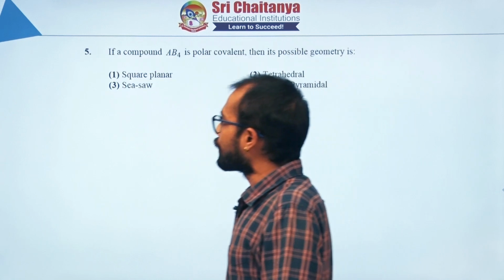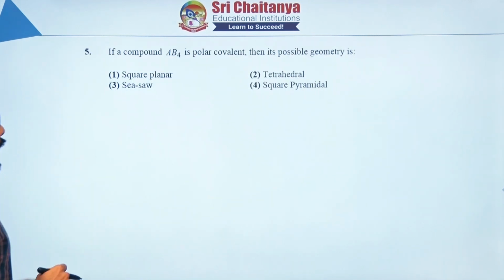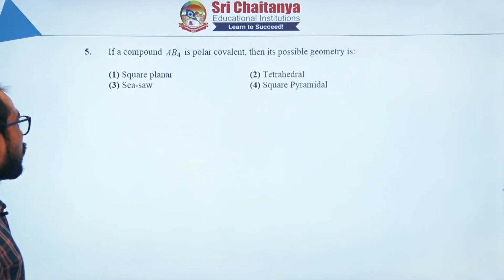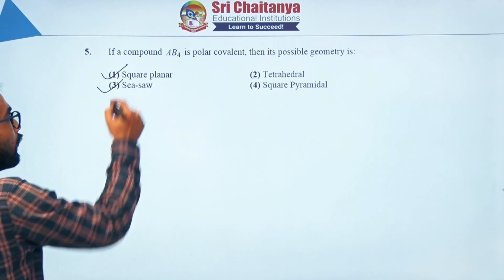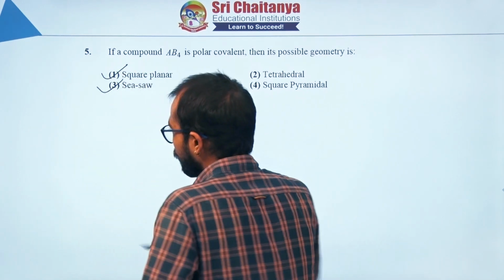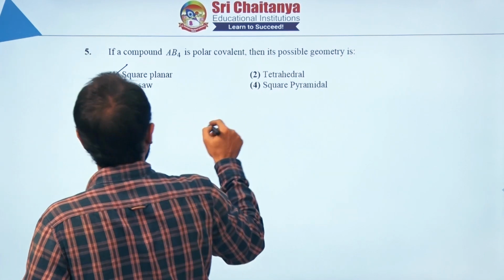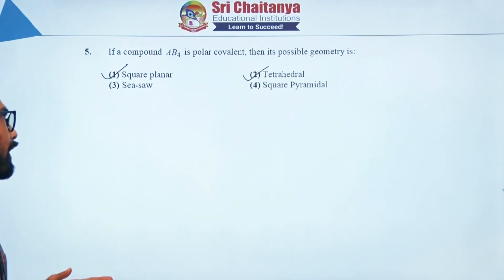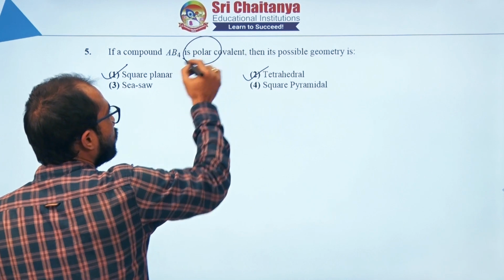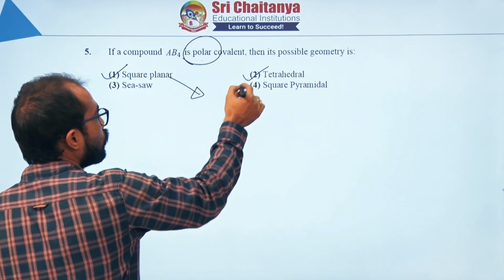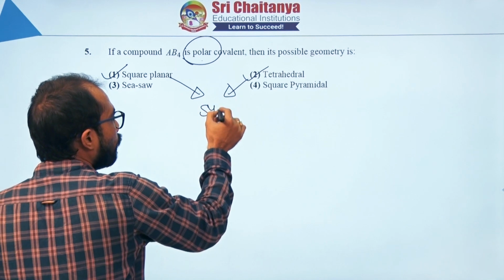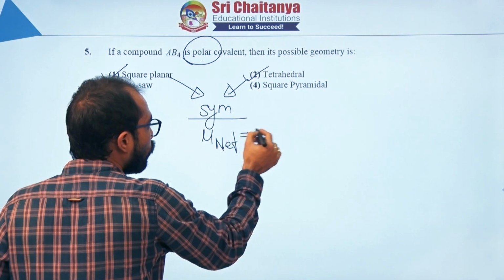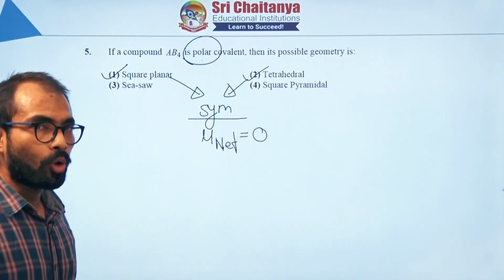Now quickly move on to the next question, that is question number 5. This is from chemical bonding, from the VSEPR hybridization part. Here, option number 1 and option number 2, you can clearly strike off. Why? Because in the question they are saying polar, right? Because these geometries are symmetrical, and when the geometry is symmetrical, the overall dipole moment, that is the net dipole moment, becomes equal to 0, so they cannot be polar.